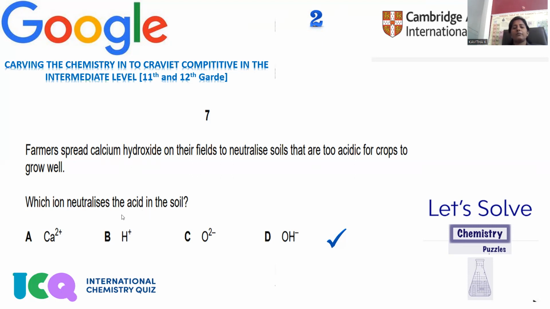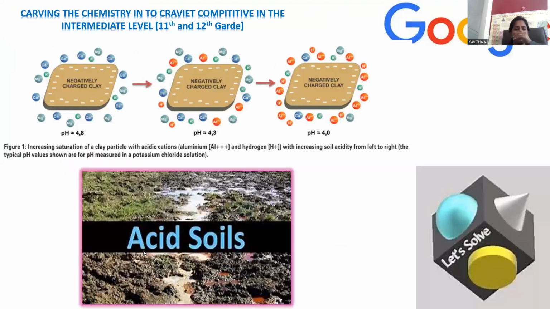Acidic soil is mainly composed of H plus ions, right? Acidic soil is made up of H plus. In order to neutralize H plus, obviously OH minus is required. The combination of H plus and OH minus is called neutralization. This is the way neutralization is carried out. Let's see how we can explain.